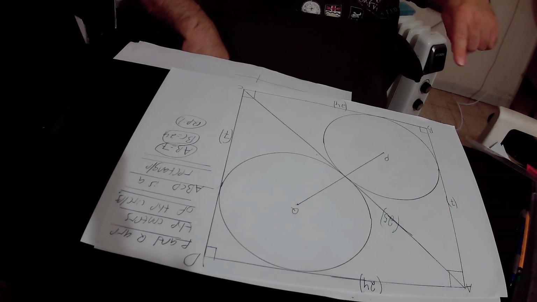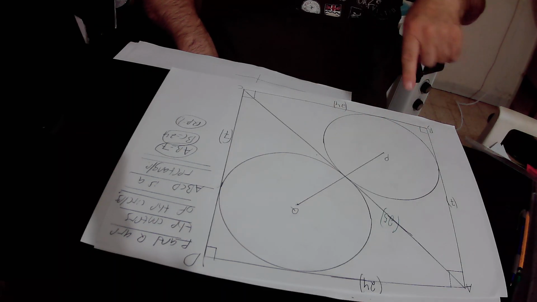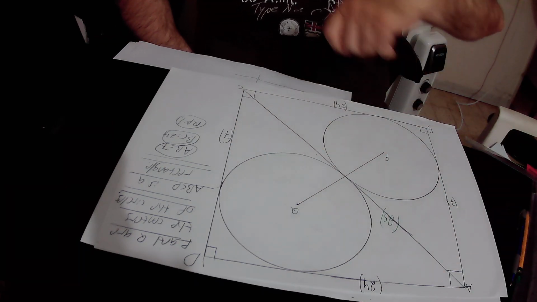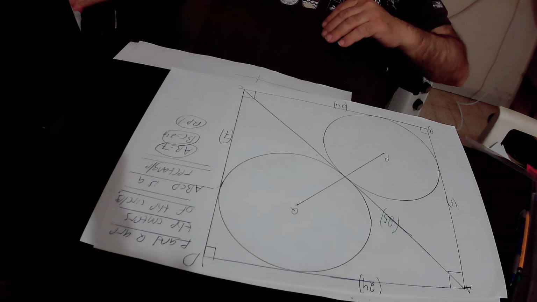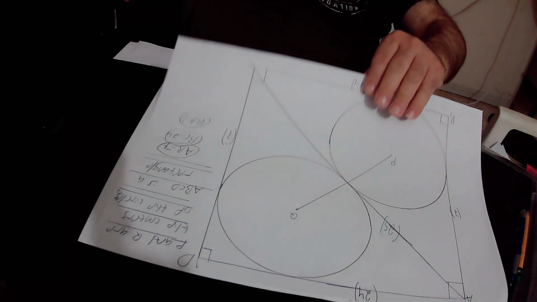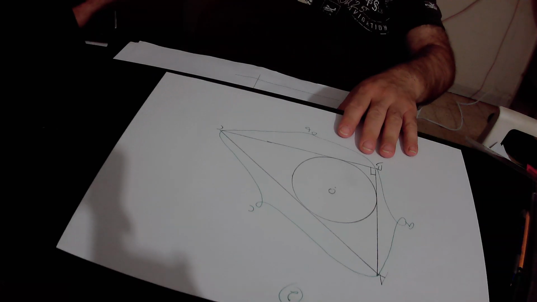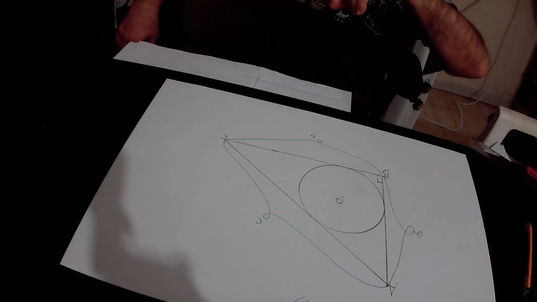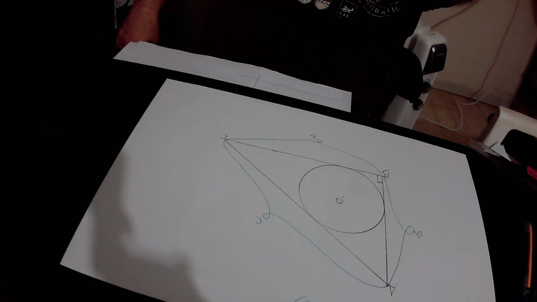So the right triangle ABC blocks this circle, while the right triangle CDA blocks this circle. So in the next step, we will develop a new formula that will help us to find out the radius of any circle that is blocked by the right triangle.